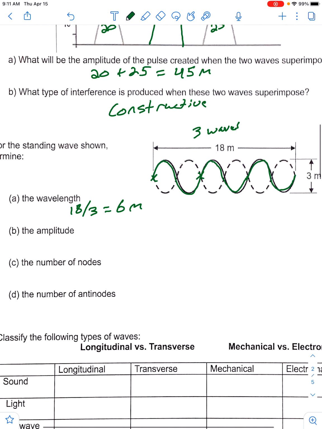Okay, my amplitude. Amplitude, remember, is the distance from the origin line, the center point, to the top or bottom. So if I draw a little line through the middle of this, my amplitude is going to be my distance from the midpoint to the top or bottom. If my whole top to bottom is 3 on the standing wave, and I want to know the amplitude, just take half that. So my amplitude of the wave would be 1.5 meters.